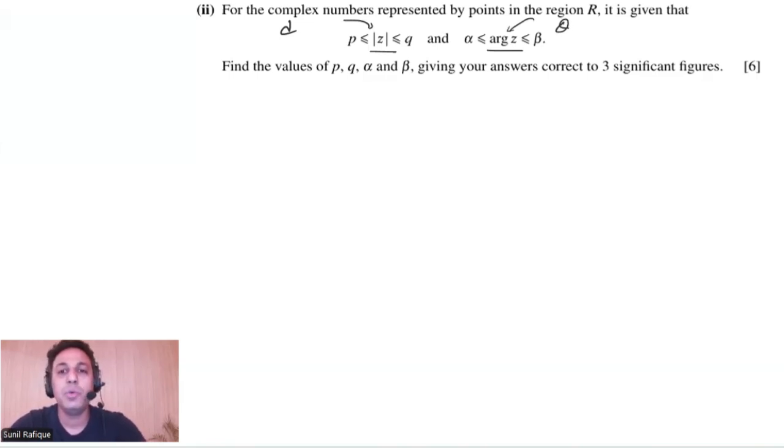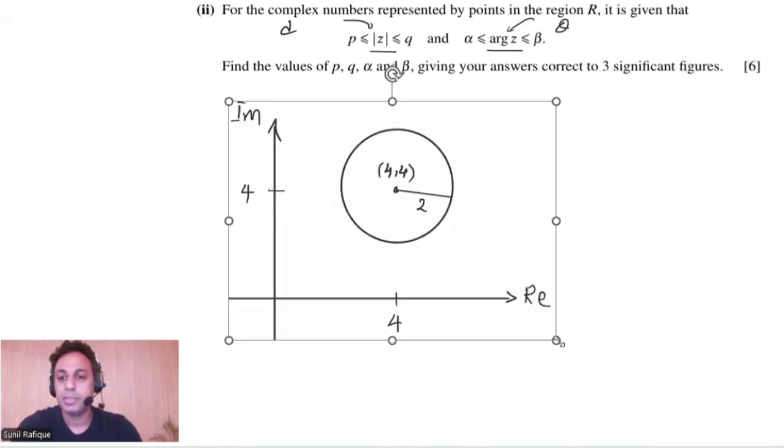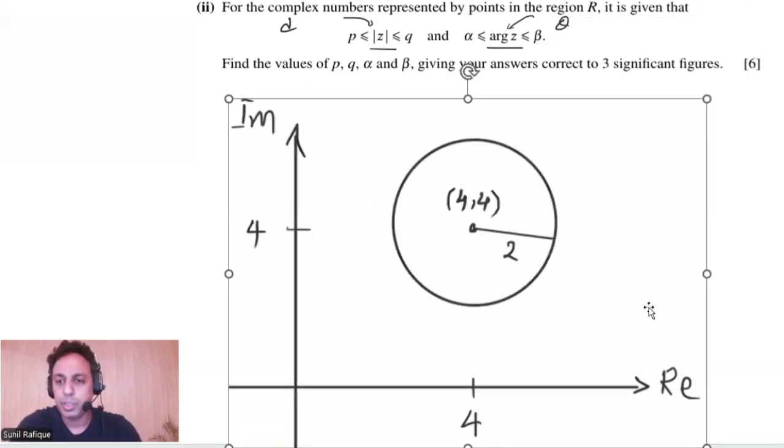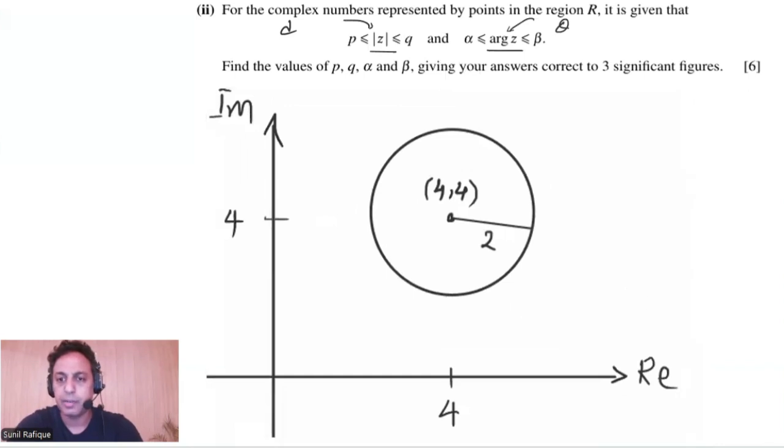Find the values of P, Q, alpha, and beta, giving your answer correct to 3 significant figures. So I need my sketch from part B1. That's the sketch. Let's get it, and I'm going to be showing you what's going on in this diagram.